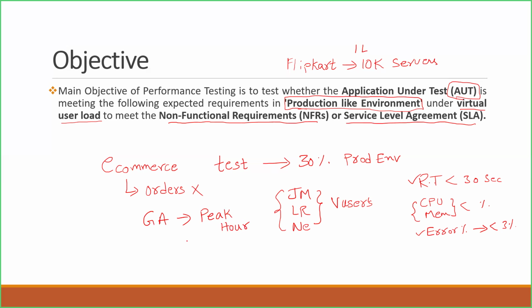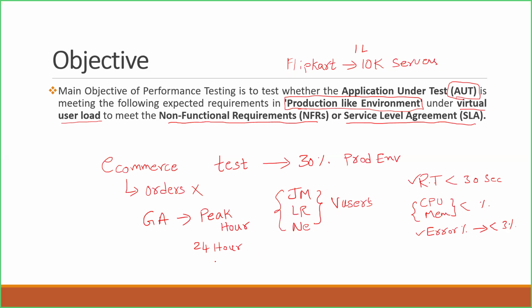Let us say your sale is on August 15th. During that one particular day, that means during those 24 hours, on which particular hour do you have more users on the server? That particular hour we need to consider, and on that hour, what is the user load? That user load is what we are going to take here.